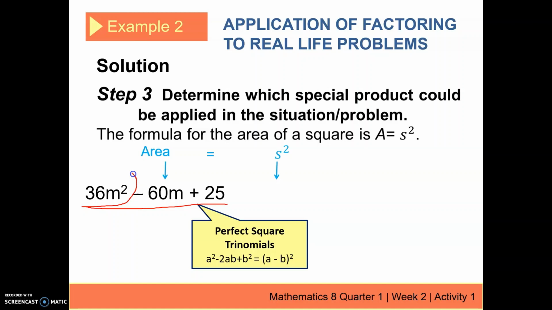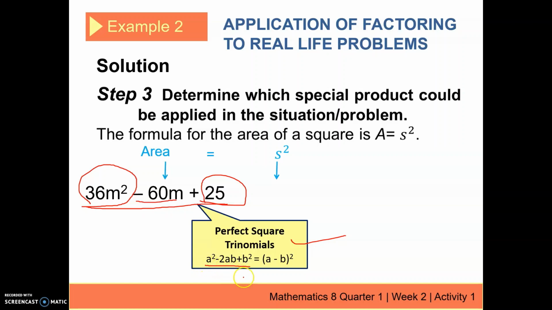As we can observe, the polynomial is a trinomial. The first term is a perfect square, and the last term is also a perfect square. And the middle term is twice the product of the square root of the first and the last term. It falls under the perfect square trinomials, which states that a squared minus 2ab plus b squared is equal to the quantity a minus b raised to the power of 2.